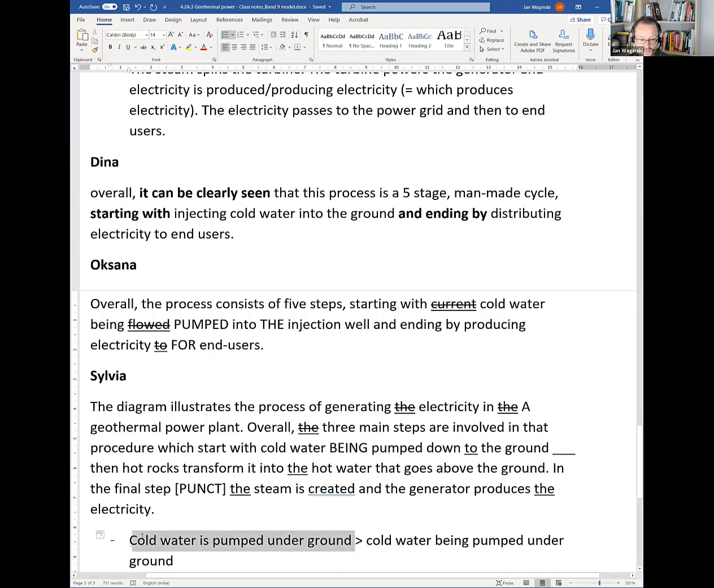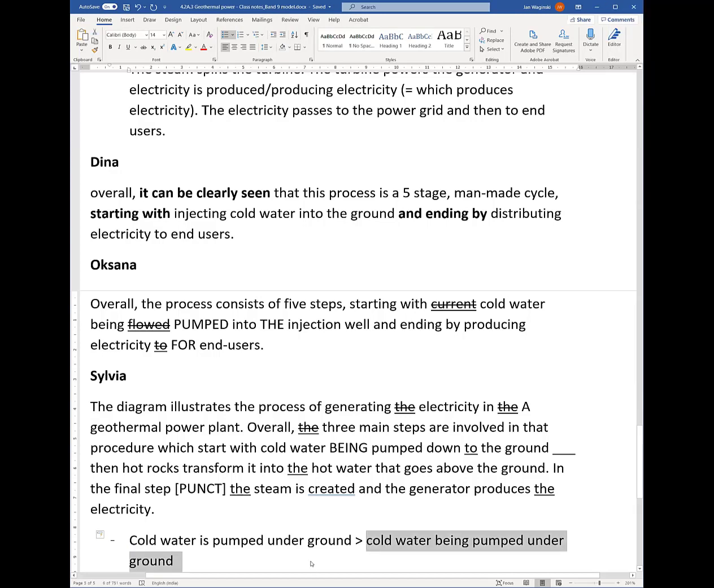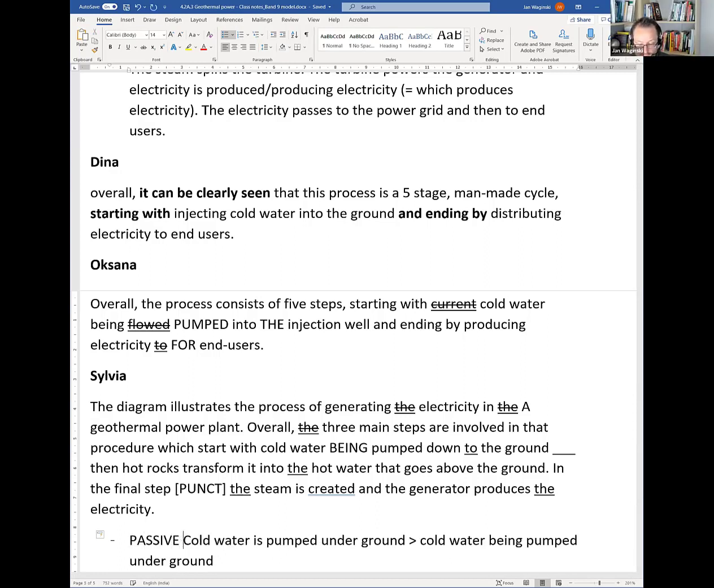Okay. Simple sentence. This is the participial phrase transformation. What was changed here? Notice this is passive voice, right? So I'm going to write that because this is important. Passive participial phrase transformation.